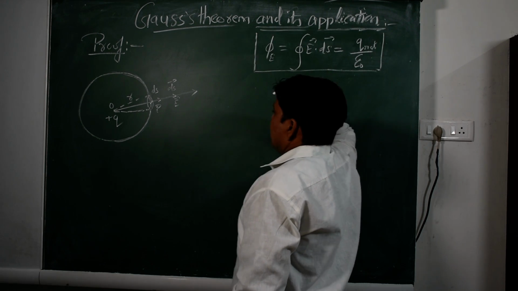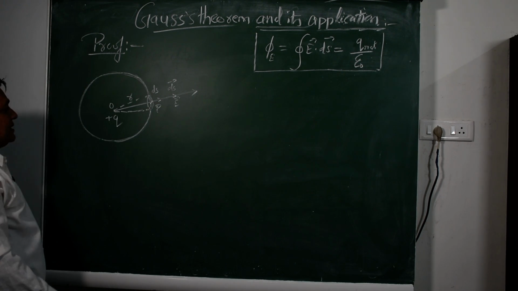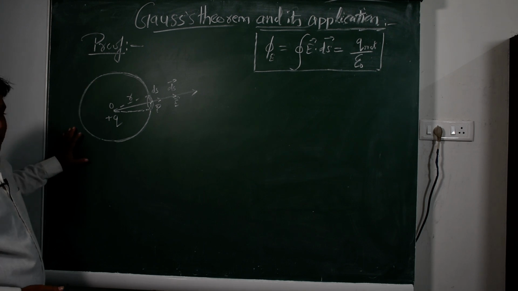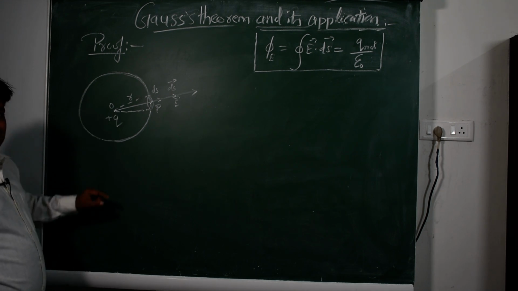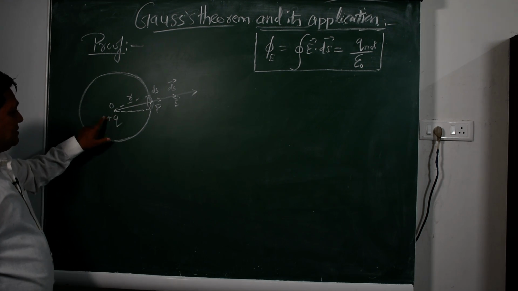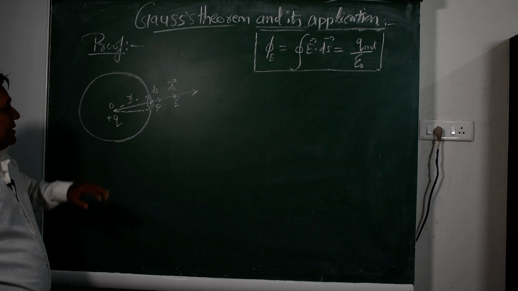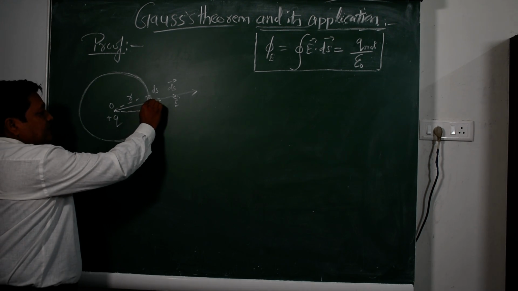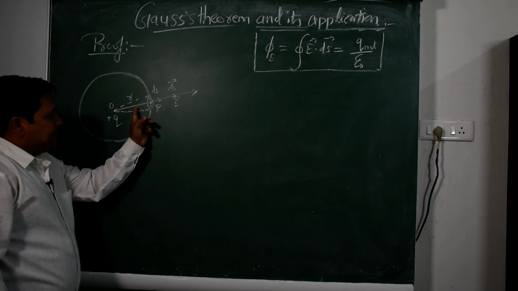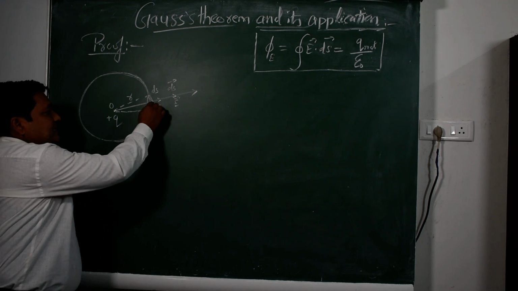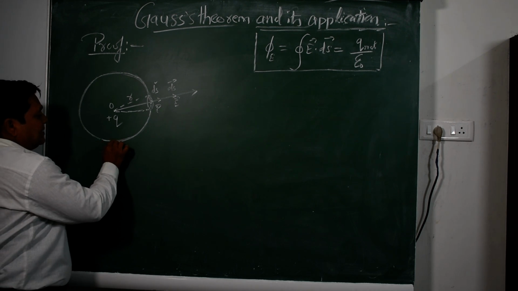To derive the proof, let us suppose there is a spherical surface. You can see this figure. The center of the spherical surface is O. At the center we have taken a positive charge, plus q, and its radius is r. Over this spherical surface, point P is there. The line passing through this point P, we have considered a small surface area ds of the entire spherical surface.